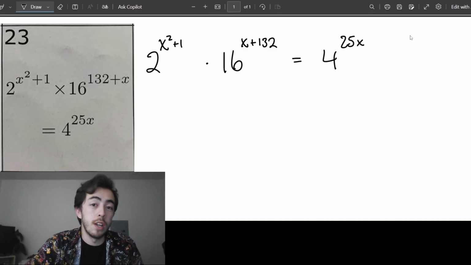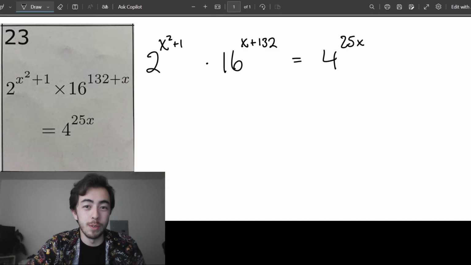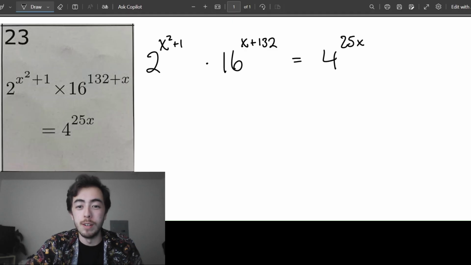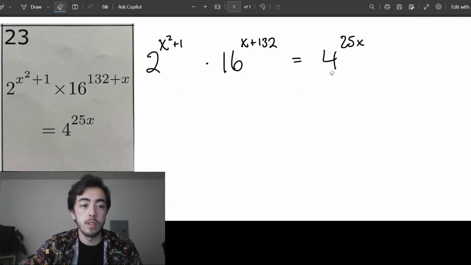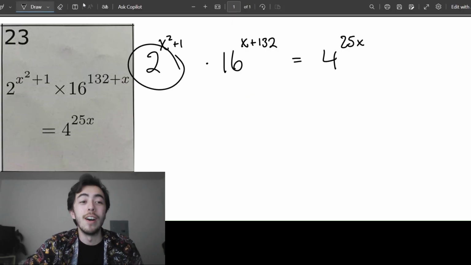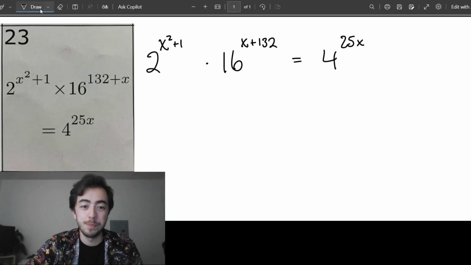One general strategy, which probably is going to be really useful for this problem, for exponent problems in general, is to find a common base. Here we have a base of 2, we have 16 and 4 as other bases, and clearly all of these numbers are powers of 2. So I'll just write 2 still as 2 to the power of x squared plus 1.